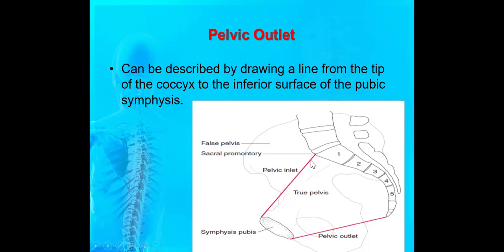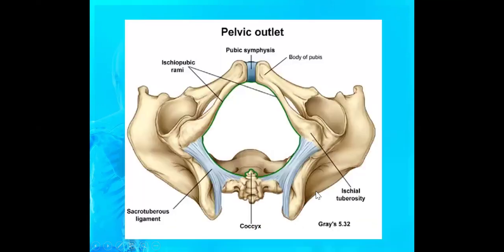Actually, the pelvic inlet is the boundary between the true and false pelvis. The pelvic area above the pelvic inlet is known as the false pelvis, and the pelvis between the pelvic inlet and the pelvic outlet is known as the true pelvis. So this is actually the pelvic outlet. This is the bottom of the symphysis pubis, and this is the tail, the end of the coccyx bone. So this is the diameter of the pelvic outlet.